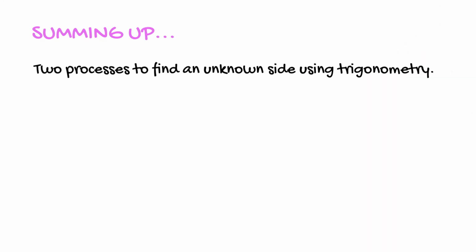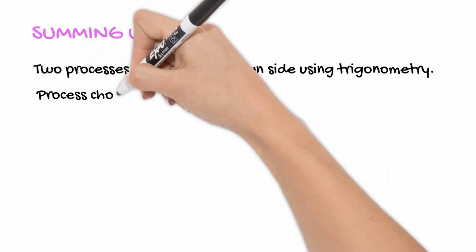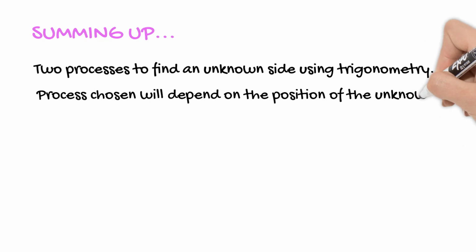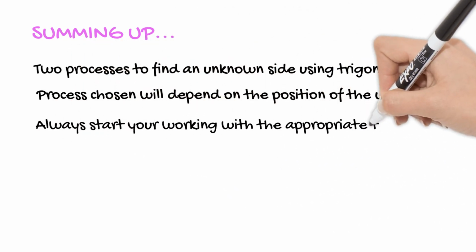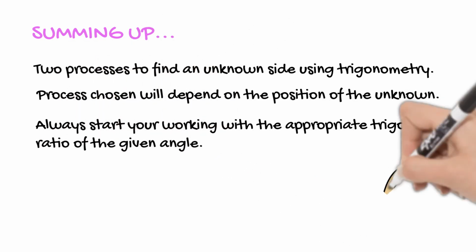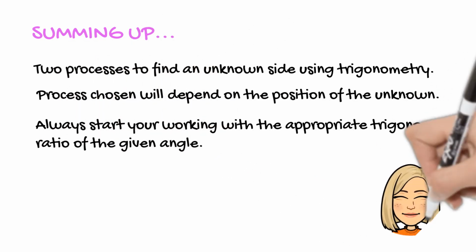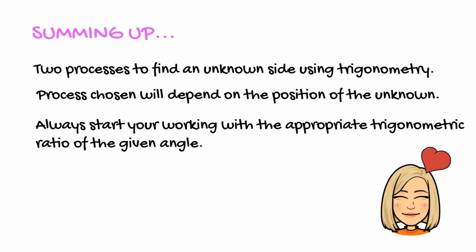So just to quickly sum up today, we now have 2 processes to find an unknown side using trig, and the process that we use just depends on where the unknown lies in the fraction. And we always start our working with the appropriate trig ratio of the given angle, no matter what.